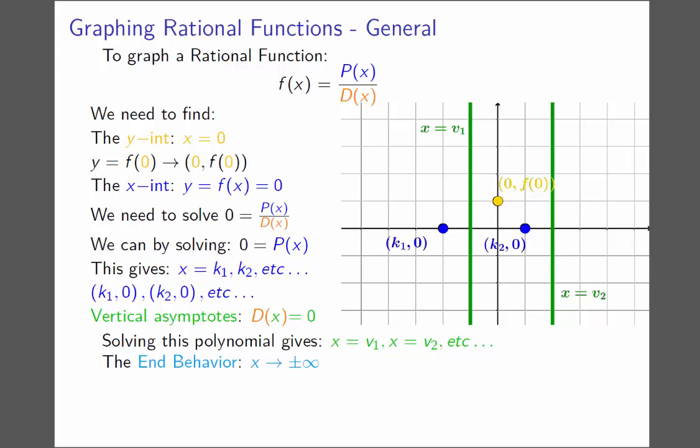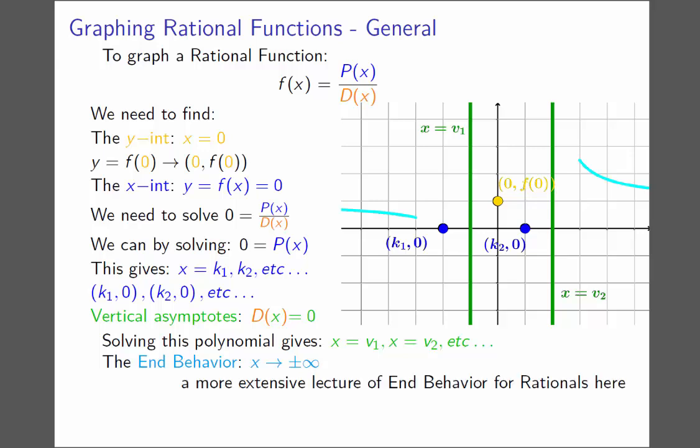This is what happens to our graph as x goes to plus or minus infinity, off to the right-hand side or off to the left-hand side. The end behavior is a little bit more theoretical and worth watching a more extensive lecture here.